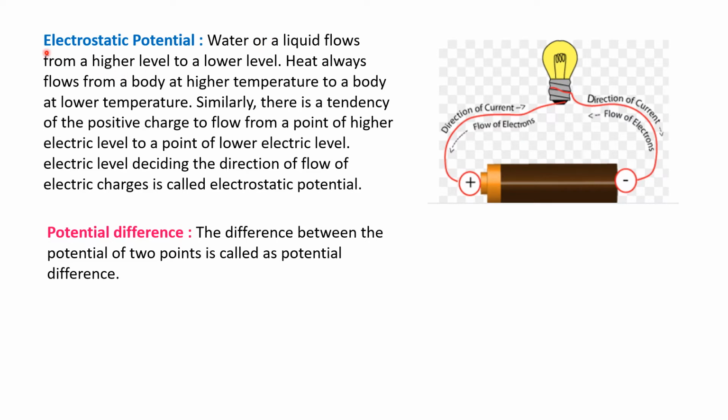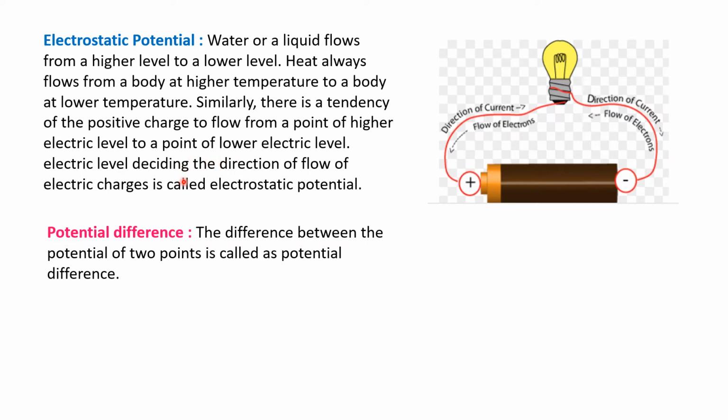Now we study about electrostatic potential. Water or a liquid flows from a higher level to a lower level. Heat always flows from a body at higher temperature to a body at lower temperature. Similarly, there is a tendency of the positive charge to flow from a point of higher electric level to a point of lower electric level.